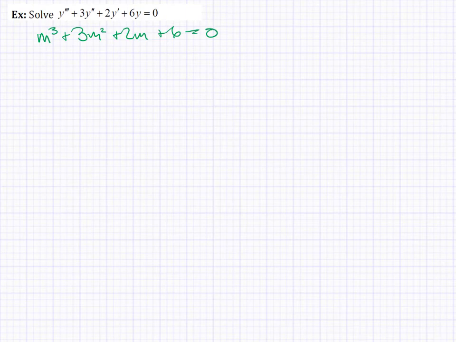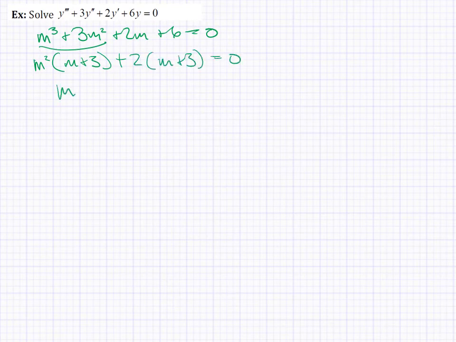And so since it's a cubic polynomial, the best way typically to solve these is to factor. So use all your skills of factoring you've learned along the way. In this case, this is a pretty easy one to factor by grouping. So pull out an m squared out of the first 2 terms, you get m plus 3. Pull out a 2, you get an m plus 3. So then you get m plus 3 times m squared plus 2.